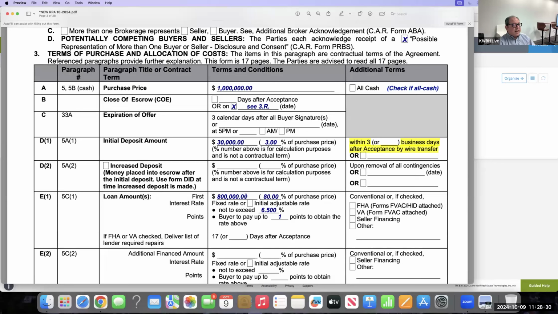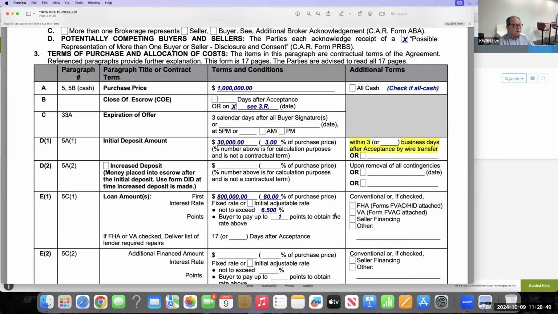So I'm just saying here that the buyer is putting 20% down, which means they're borrowing 80%. It would be an $800,000 loan. And then you're going to put in here a rate and points for the loan. That information is going to come from the lender. If it's an FHA loan, you'll check this box. If it's a VA, you'll check that box.